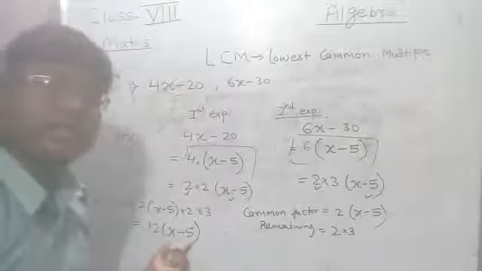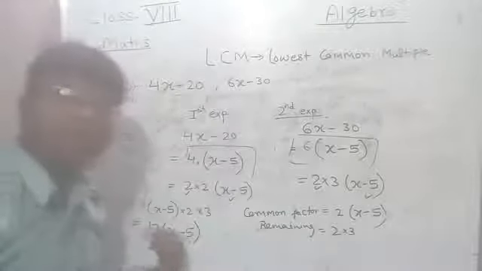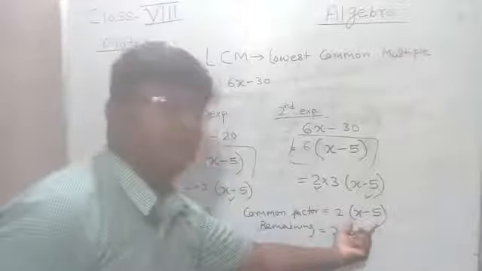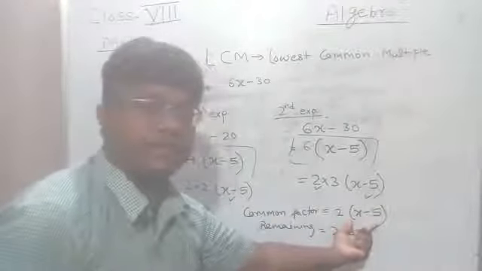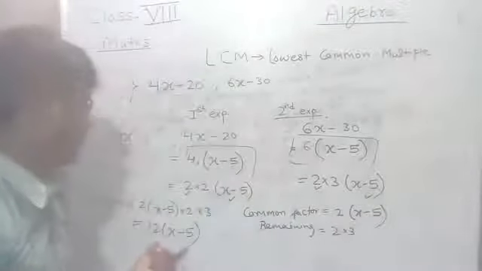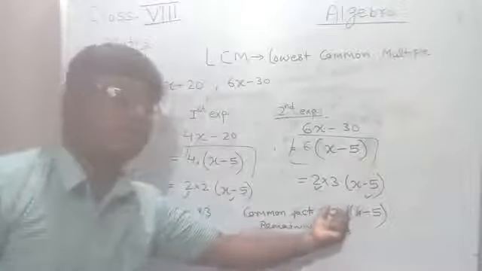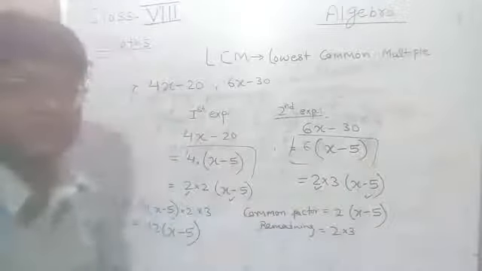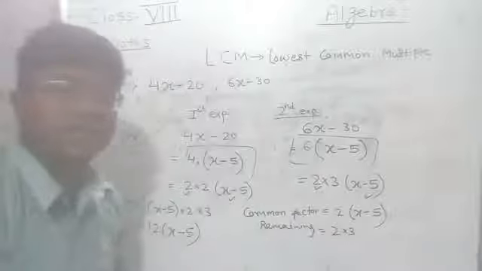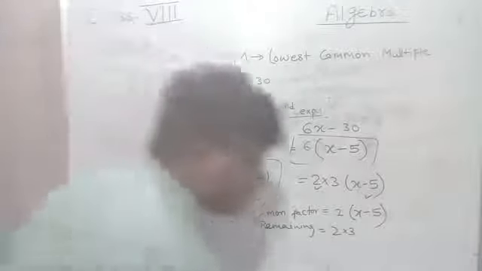Is it clear? If we have done the previous chapter about HCF, the common factor is only the HCF. But if we talk about LCM, we have to take the common factor also and the remaining factor also. Is it clear? So now let's do another question.